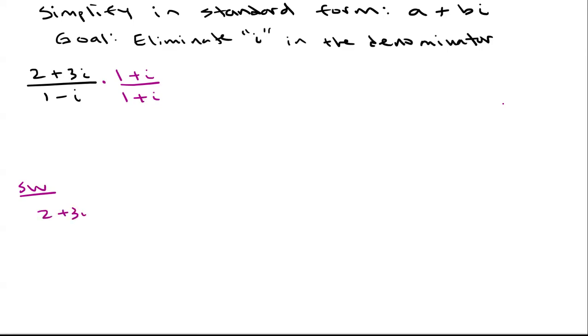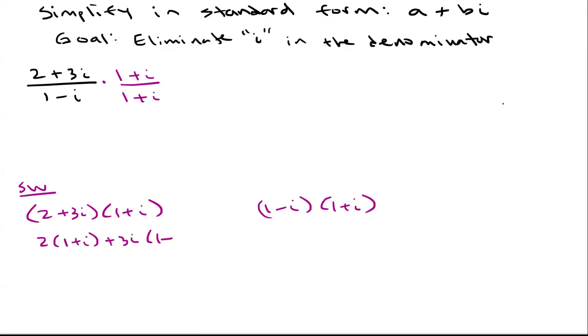So I have 2 plus 3i times 1 plus i, and then I have 1 minus i times 1 plus i. Okay, so I'm going to multiply this out. So I have 2 times 1 plus i plus 3i times 1 plus i. Again, if you don't like doing it that way, you can use the FOIL method. You'll get the same answer. Okay, so we have 2 plus 2i plus 3i plus 3i squared. Right, so I'm just distributing the 2 here, distributing the 3i there.